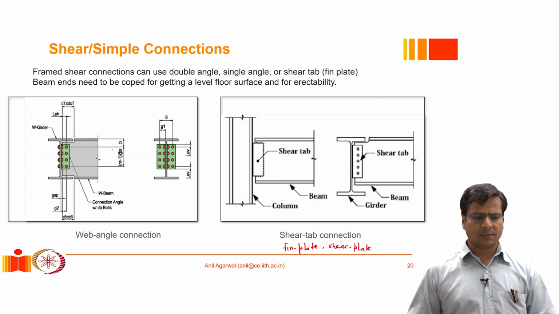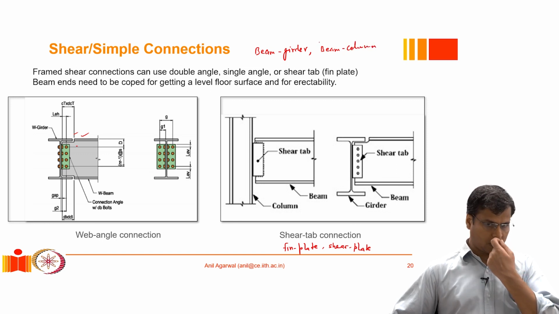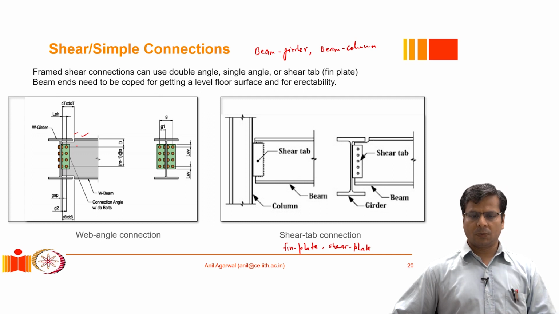So both these connections, shear tab connection as well as web angle connection, could be utilized when we want to join a beam to a girder. So it can be used for beam girder condition or beam girder joint. It can also be used to connect a beam to a column or a girder to a column. They are the same thing. So they are more versatile in that way because only the web is being connected, so we don't need many other things.